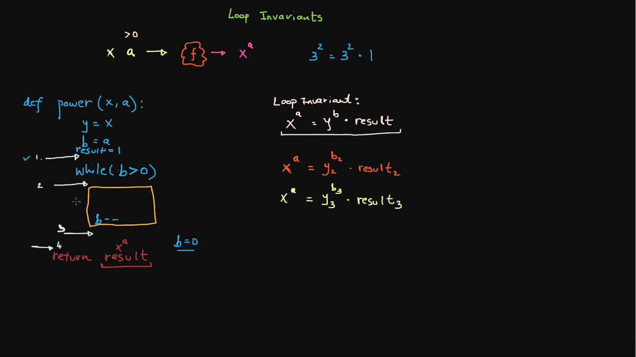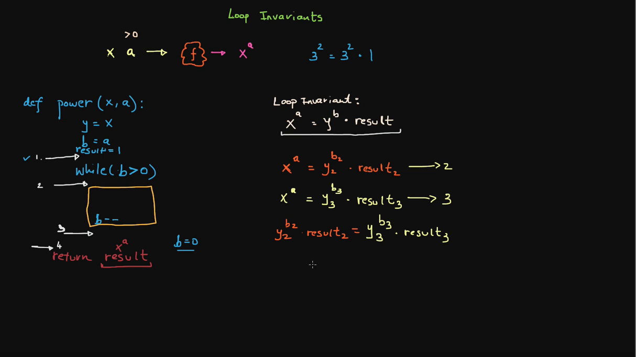Now if my loop invariant holds at point 2 and holds at point 3, meaning it's actually true at point 2 and it's true at point 3, I can just equate the two together and rewrite this. Let's rewrite the orange part as y2 b2 times result 2 equals y3 b3 times result 3.